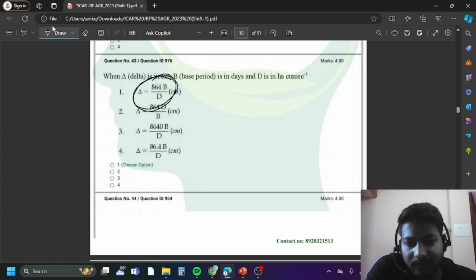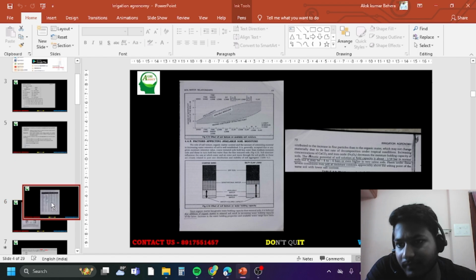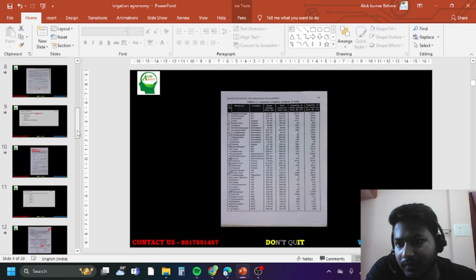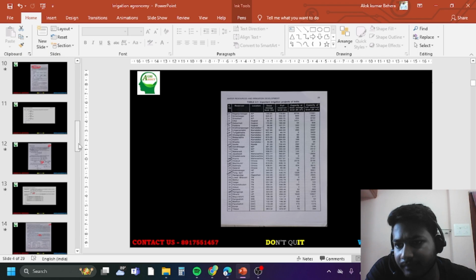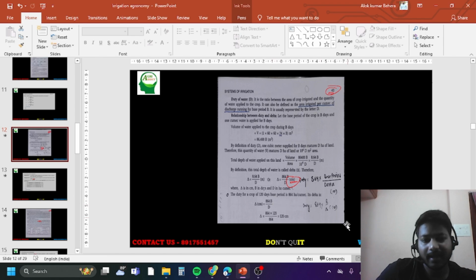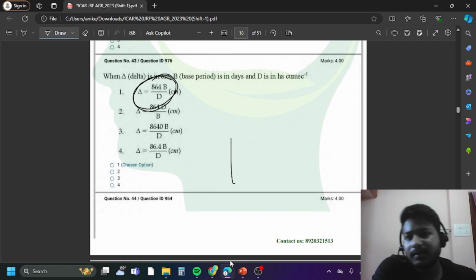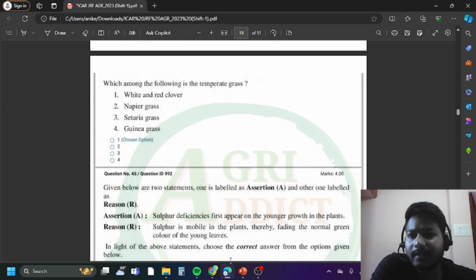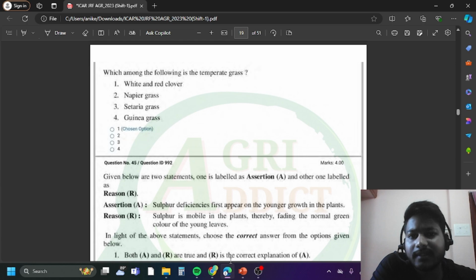I will show you where this question has come from. Yeah, you can see from the book of irrigation agronomy, this question has come up. You can see the duty for a crop period has been given, delta is in cm, 864 B by D. This is the answer. All the irrigation questions are coming from the irrigation agronomy book, so you need to read the book very carefully.